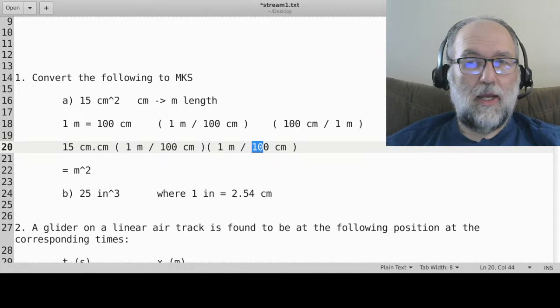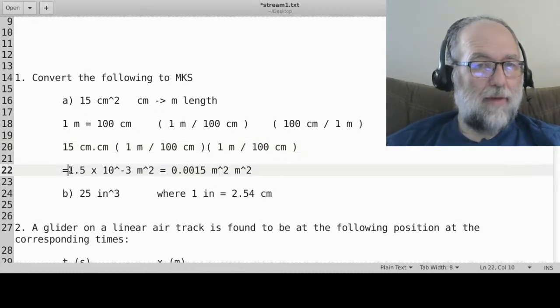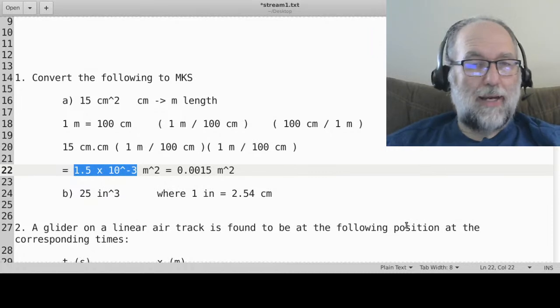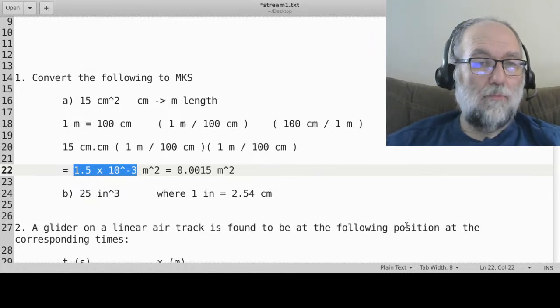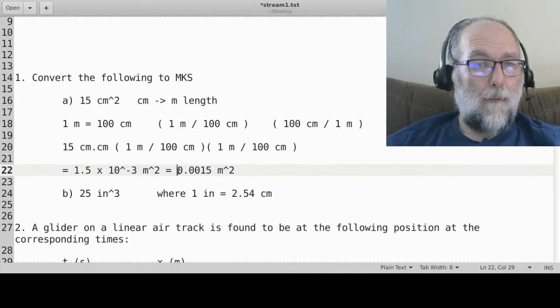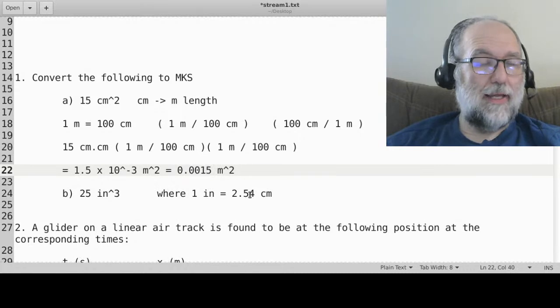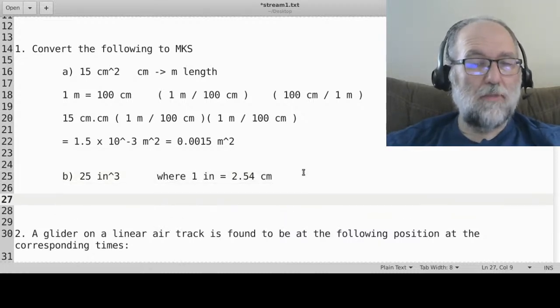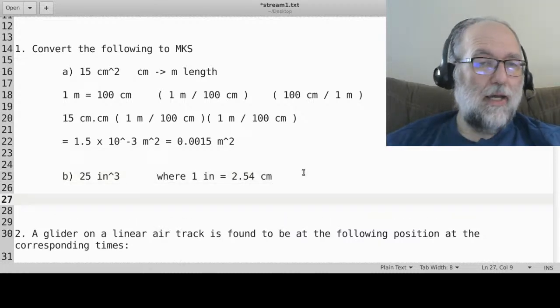number. Okay, and let me just copy and paste from my answer over there. Okay, and that's how your calculator might actually present the number for you. 1.5 times 10 to the minus 3 meters squared, or 0.0015 meters squared, like that. Okay, so there it is. There's the answer. All right, now the next question was just to make life a little bit interesting.